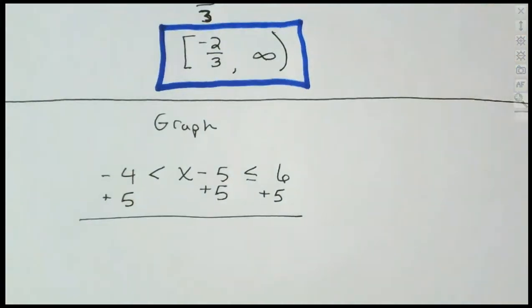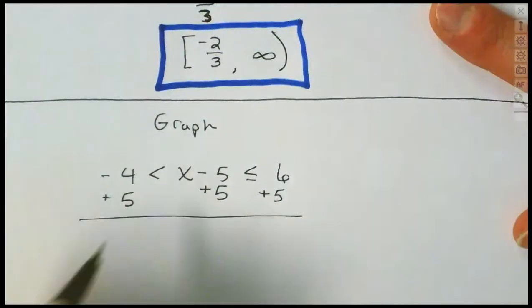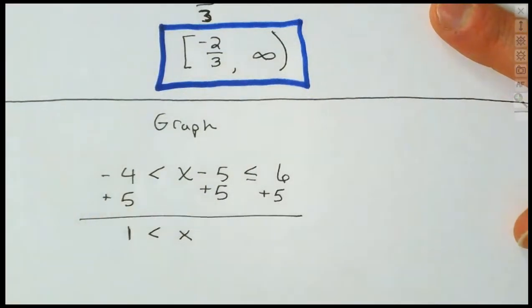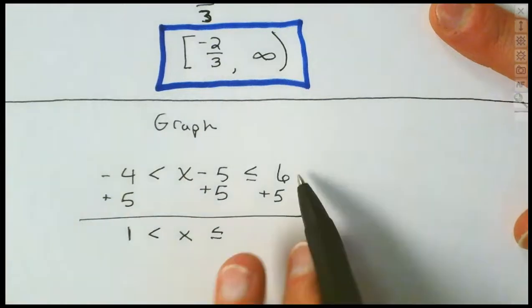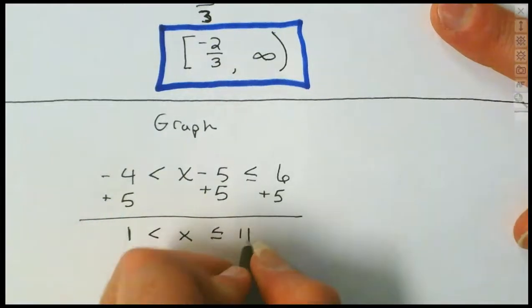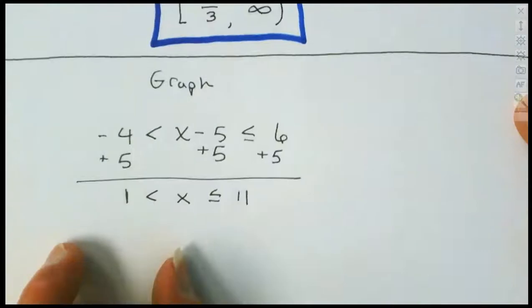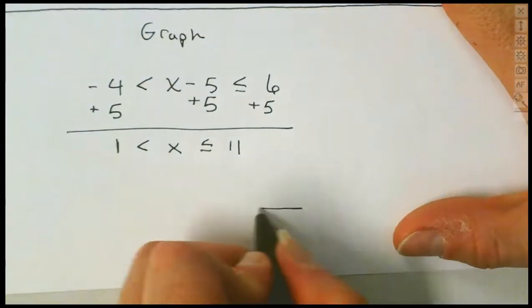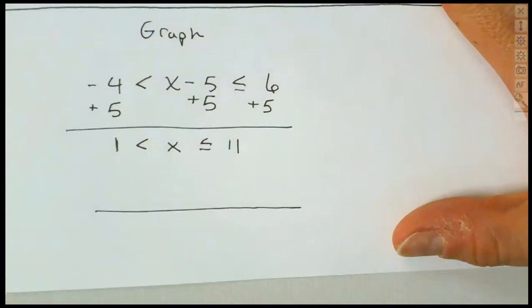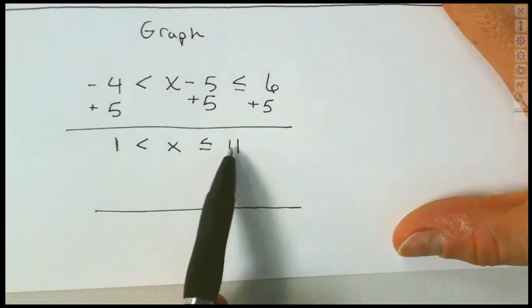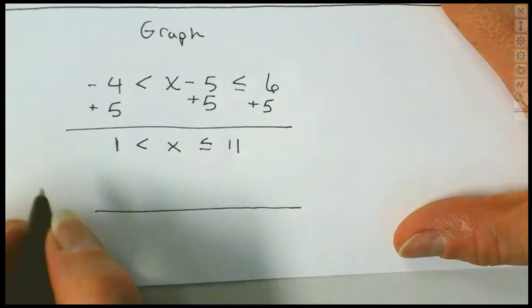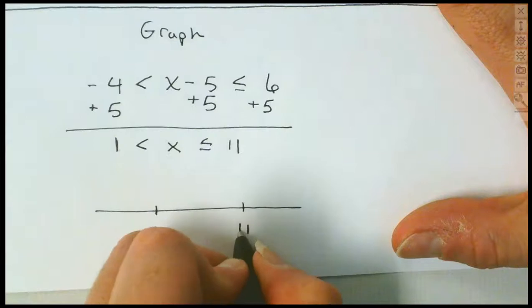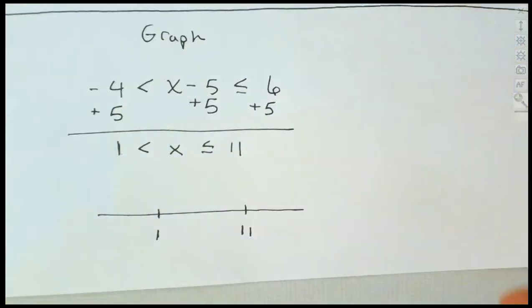Now what's going to happen here? Minus 4 plus 5, that makes it a 1. x is in the middle still. 6 and 5 makes it 11. Number line. Make sure they're in the correct order. 1 is smaller than 11, so we know we're on the right track. Here's our 1. Here's our 11. We're going to shade in between.